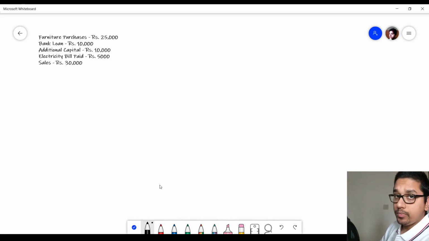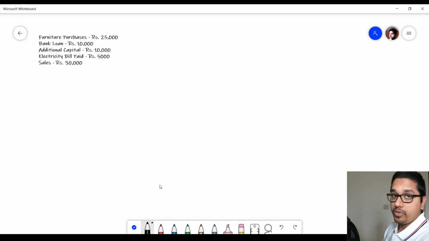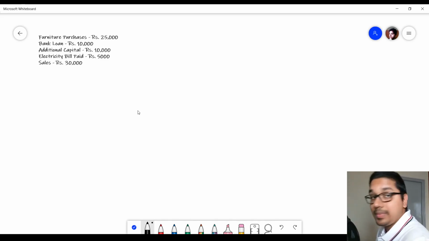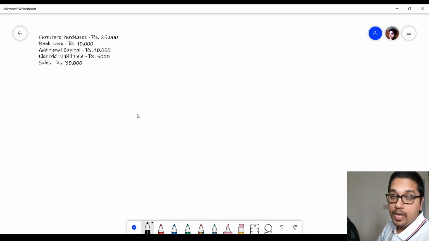So what is a bank loan? A bank loan is a liability. So how are you going to record this particular transaction? In the books of accounts, in the journal book, you're going to record the transaction in the following manner. You're going to take it as cash, which is first coming into the business. The logic is when you take a bank loan, you have to credit the liability when it is increasing, and you have to debit the asset when the asset is increasing.